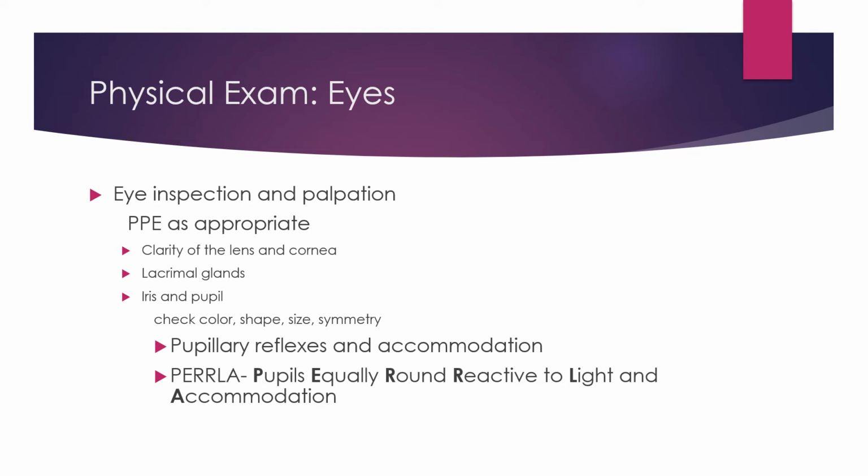And then you also want to assess for sensitivity of the cornea by taking maybe a little wisp of a cotton ball to the outer edge of the cornea. The patient should then blink, and if so, that demonstrates that the patient's cranial nerves 5 and 7 are both intact.